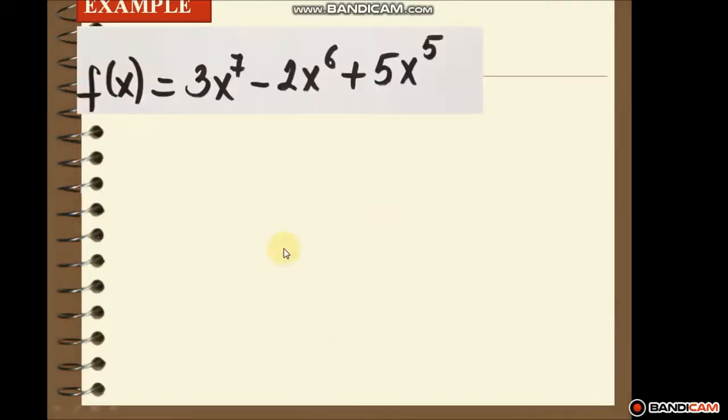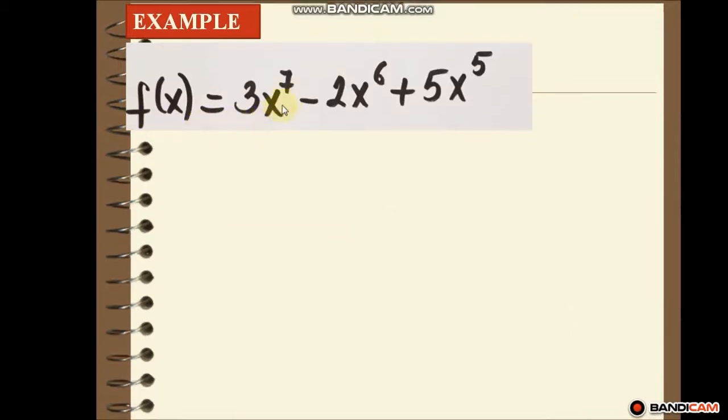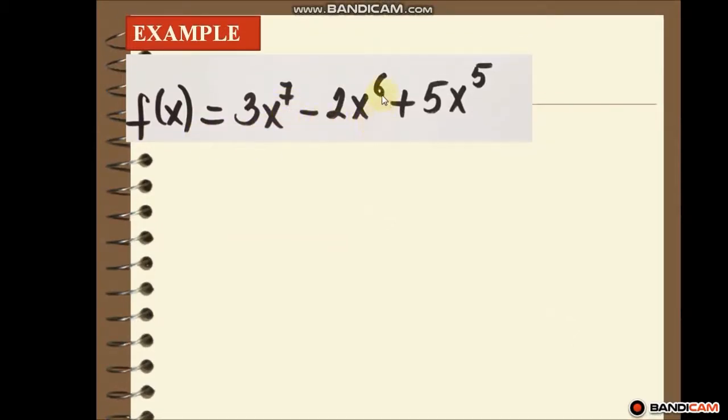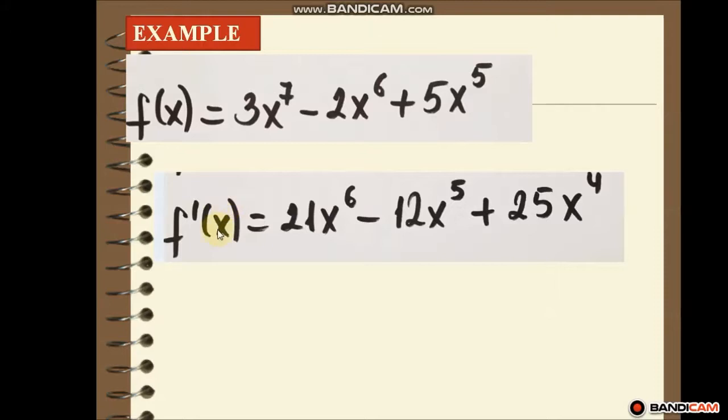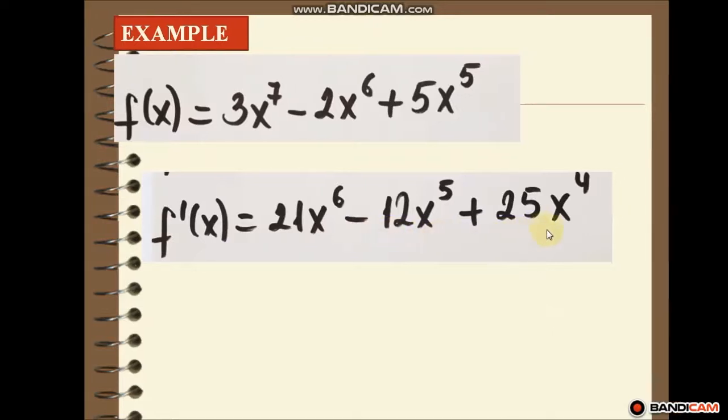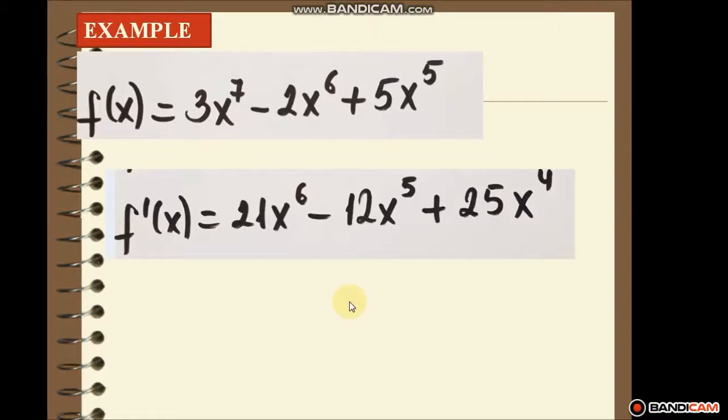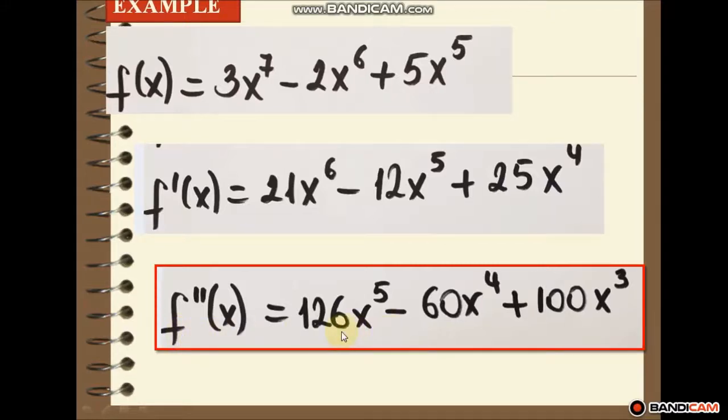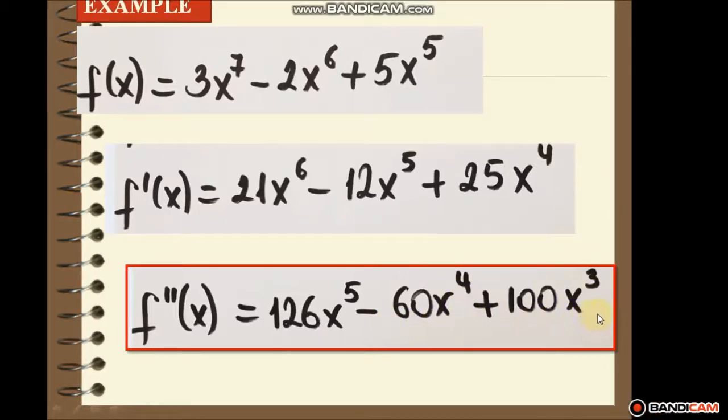And let's solve another example. f(x) = 3x^7 - 2x^6 + 5x^5. The first derivative will be 21x^6 - 12x^5 + 25x^4. And from this one we can get the second derivative. The second derivative will be 126x^5 - 60x^4 + 100x^3. This one is our result.